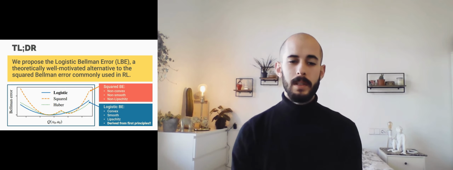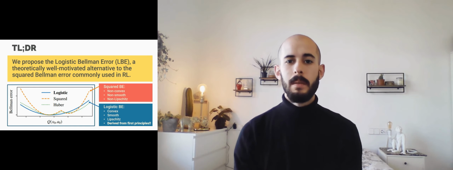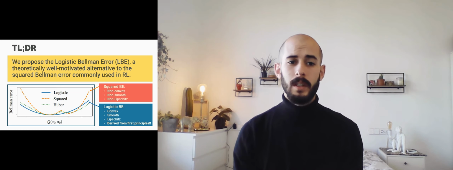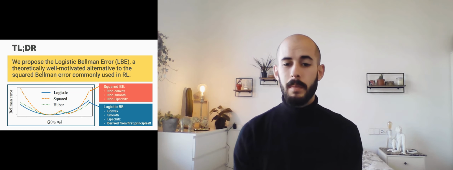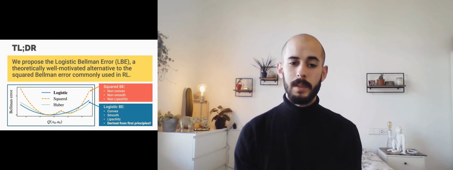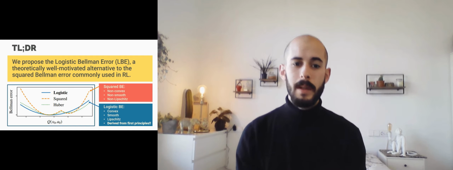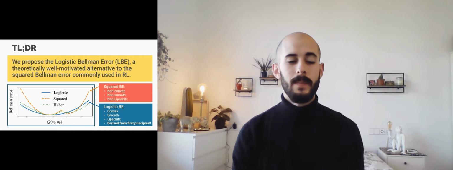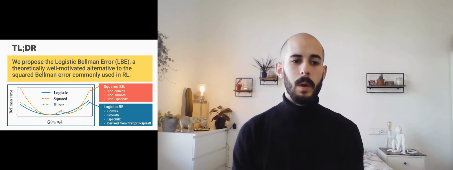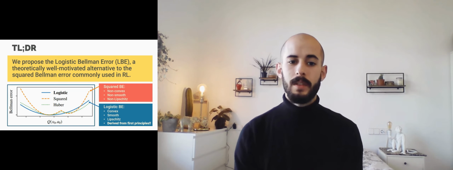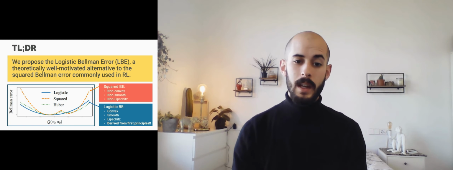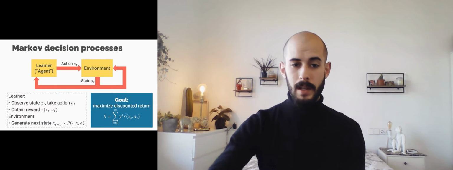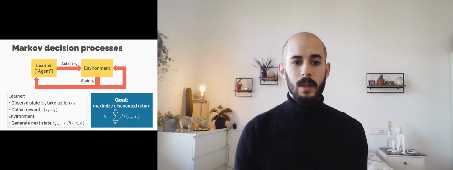In this work, we present a new reinforcement learning algorithm based on minimizing a new loss function, the logistic Bellman error, that we present also as an alternative to the very well-known square Bellman error, because the logistic Bellman error has better properties since it's convex, smooth, Lipschitz, and derived from first principles, which are properties that the square Bellman error doesn't have, as it's illustrated in this plot here in the bottom left, where we can see different loss functions as a function of the Q value for a given state and action pair.